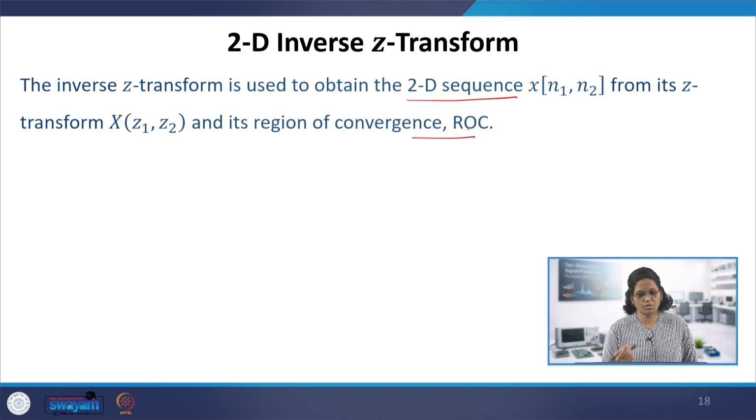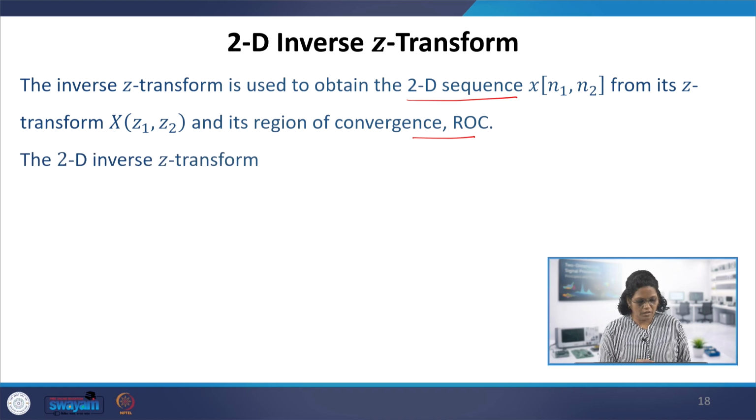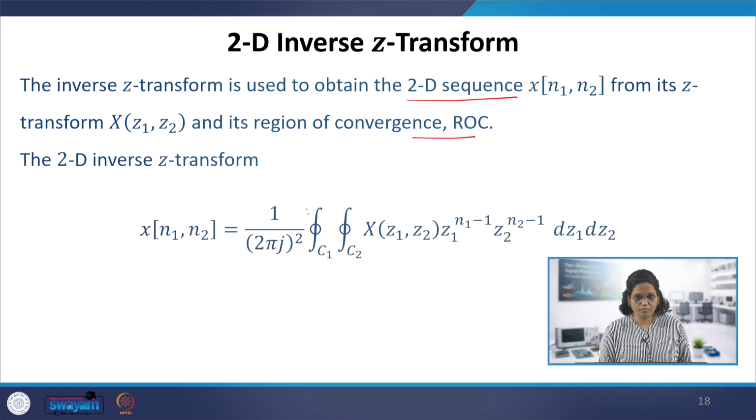So the ROC needs to be specified, as we emphasized in the previous lectures also. With the Z transform we need to specify the ROC. If the ROC is not specified, what are the chances of x of n1 comma n2, the sequences? I will show through this example. The 2D inverse Z transform is defined by Cauchy's integral: 1 by (2 pi j) squared, over C1 and C2, X of z1, z2 is the Z transform, and to get back the sequence, z1 power n1 minus 1 and z2 power n2 minus 1, integrating with dz1 dz2.